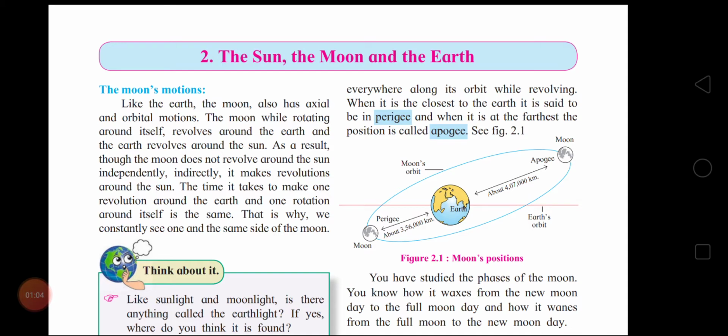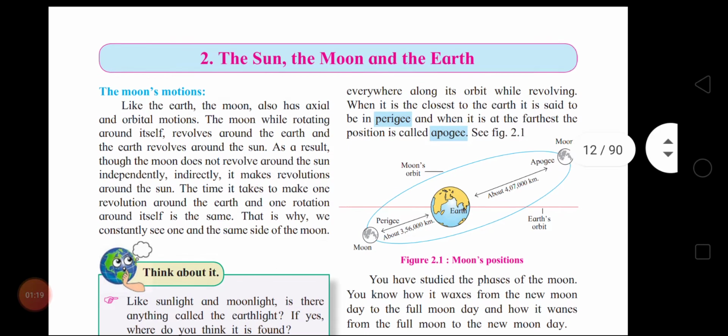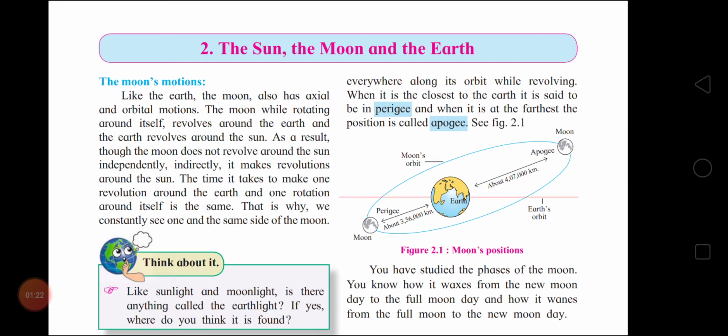Children, here we are going to study about the sun, the moon and the earth. And the topic is here the moon's motions. So like the earth, the moon also has axial and orbital motion. Orbital motion means now like this. See here in figure 2.1, no? Same way, the moon, while rotating around itself, revolves around the earth and the earth revolves around the sun. As a result, the moon indirectly makes revolutions around the sun.